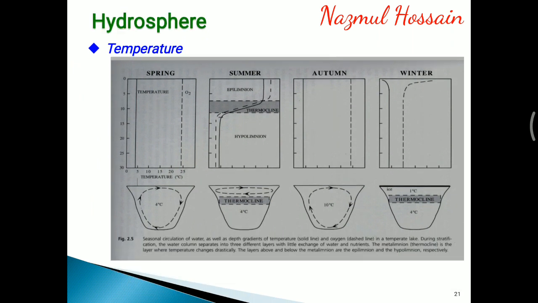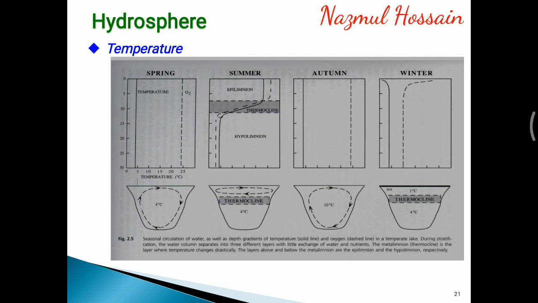And now you are seeing the mixing of water in spring, in summer, in autumn, and in winter. If I talk about the figure description, seasonal circulation of water as well as depth gradients of temperature, the solid line indicating it, and oxygen, which is indicated by the dashed line, in a temperate lake.